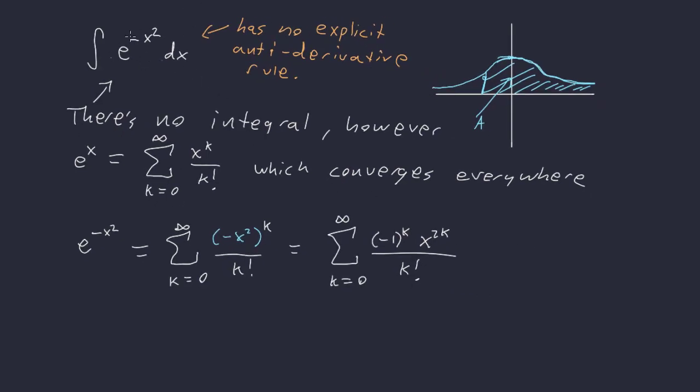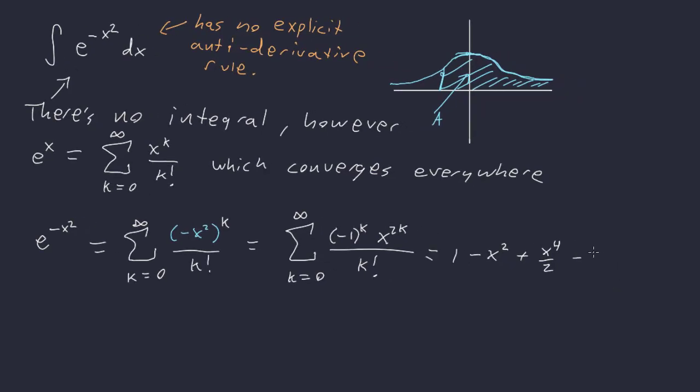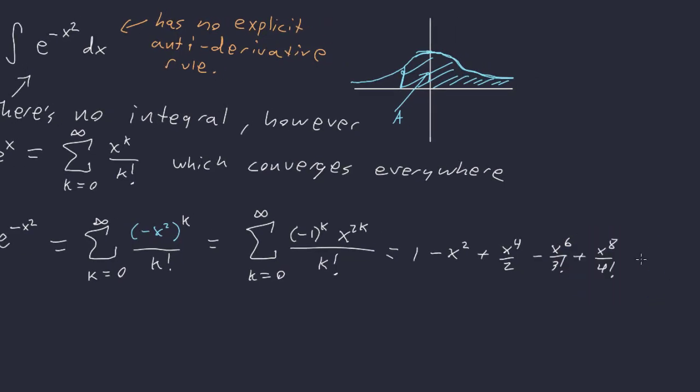All right, so it turns out that this really problematic function, e to the negative x squared, has a Taylor series that looks something like this. When we plug in 0, we'll get 1. When we plug in 1, we'll get negative x squared over 1. When we plug in 2, we'll get another positive, x to the 4th over 2 factorial. And the pattern continues in this way: negative x to the 6th over 3 factorial, plus x to the 8th over 4 factorial, minus x to the 10th over 5 factorial, etc.